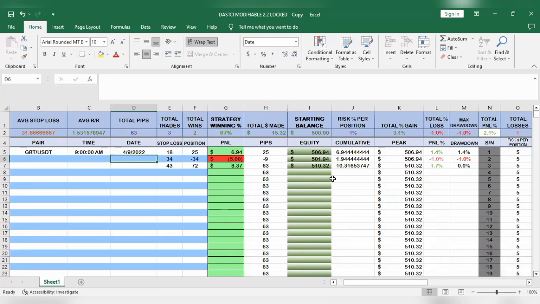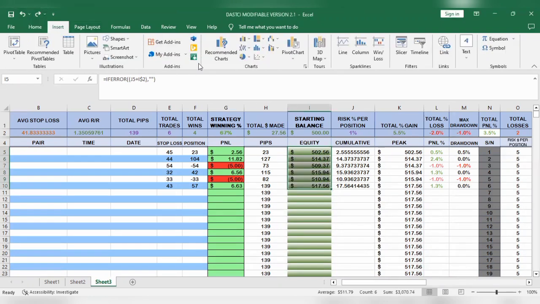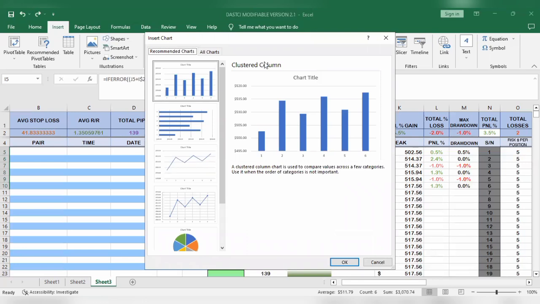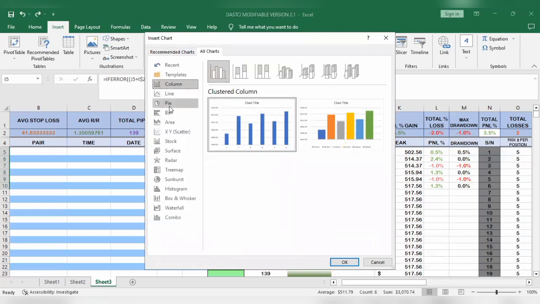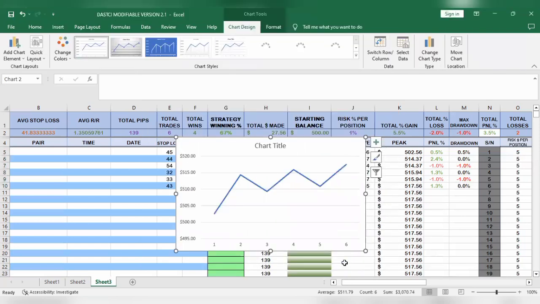Now, I want to explain how to create an equity curve or a drawdown curve using the data that you must have inputted here. What you want to do when you want to create an equity curve is to click on this right here and highlight everything in that particular aspect. Then you come to insert and look for the charts option. I'm looking for a normal line chart. So I come here, click on line chart and click on OK. So that's it. You have your equity curve.